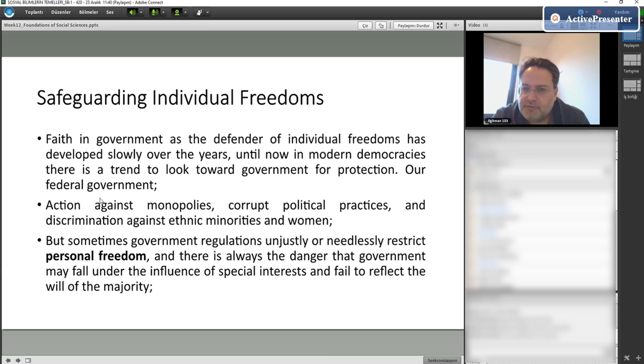But sometimes government regulations unjustly or needlessly restrict personal freedom, right? It's not always infinite freedom, but the government also restricts freedom. And there is always the danger that government may fall under the influence of special interests and fail to reflect the will of the majority. So how do we know this? These are very crucial points for you to think about.